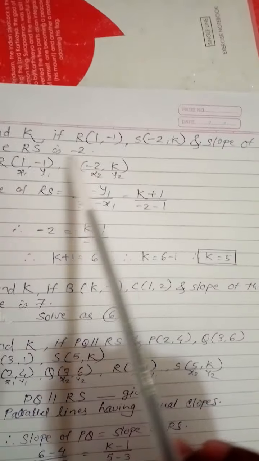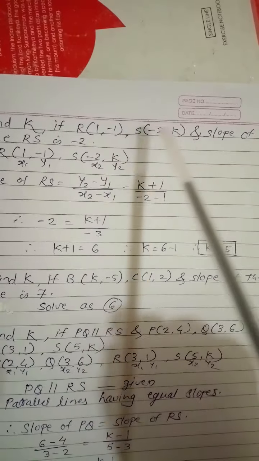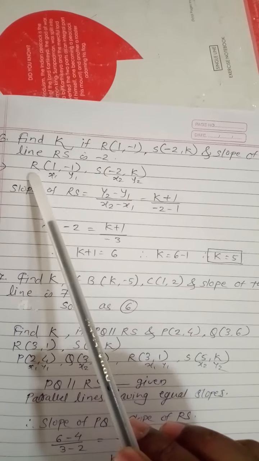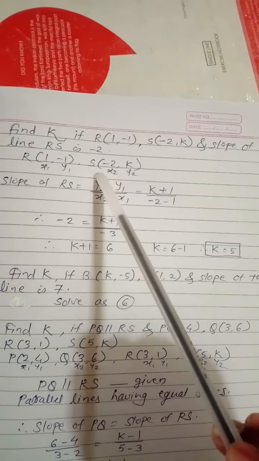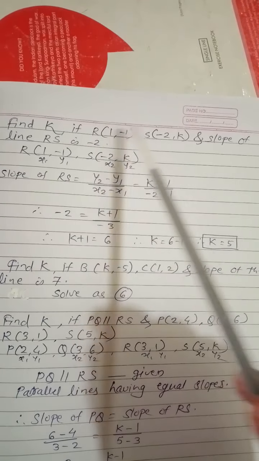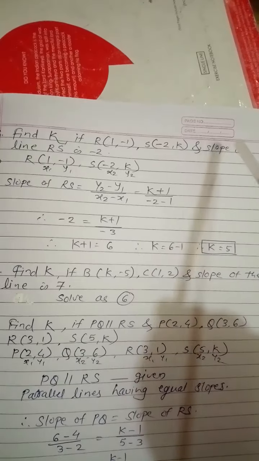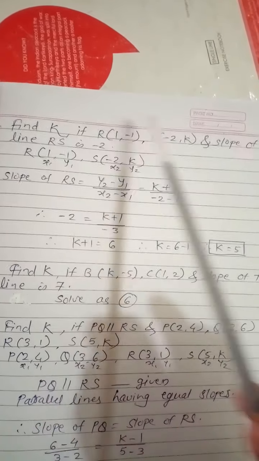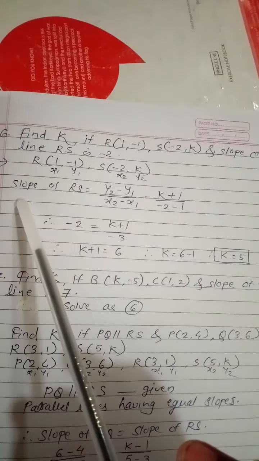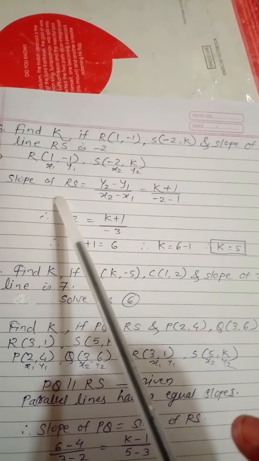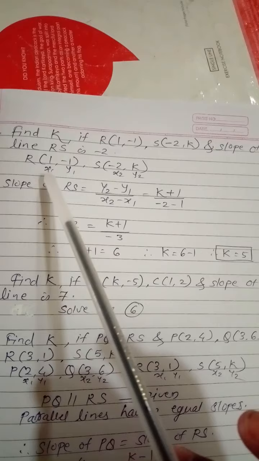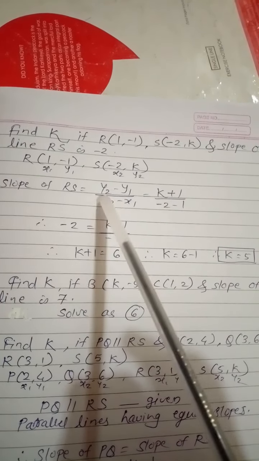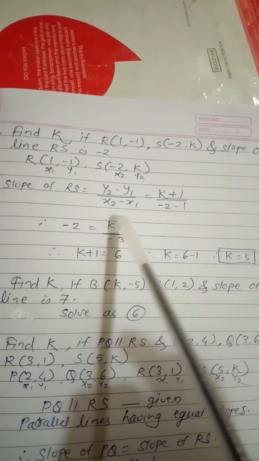Find k if R is (1, -1), S is (-2, k), and the slope of line RS is -2. We are given the coordinates of R and S, and also the slope of RS, which is -2, and we have to find one of the coordinates of S. First we find the slope of RS. It is x1, y1 and x2, y2, using the formula y2 minus y1 upon x2 minus x1.